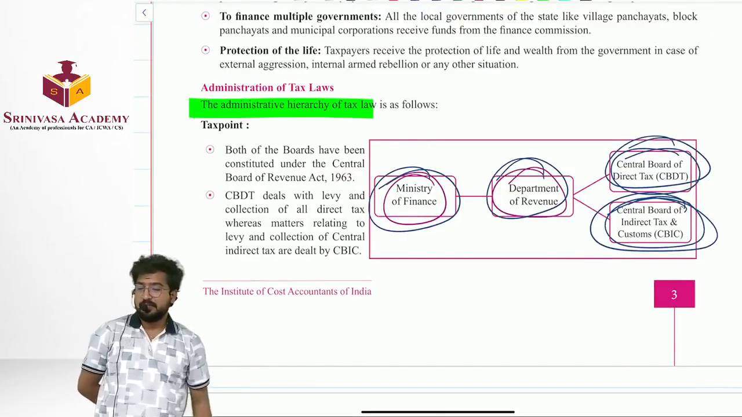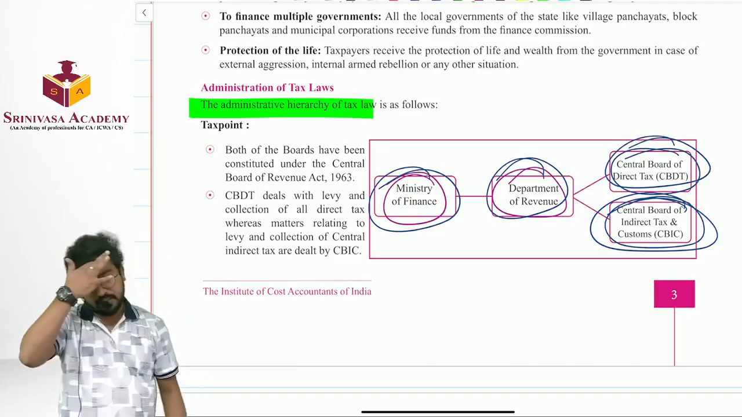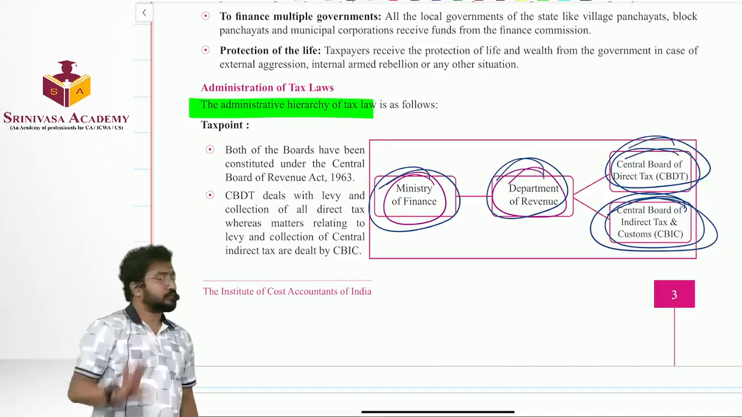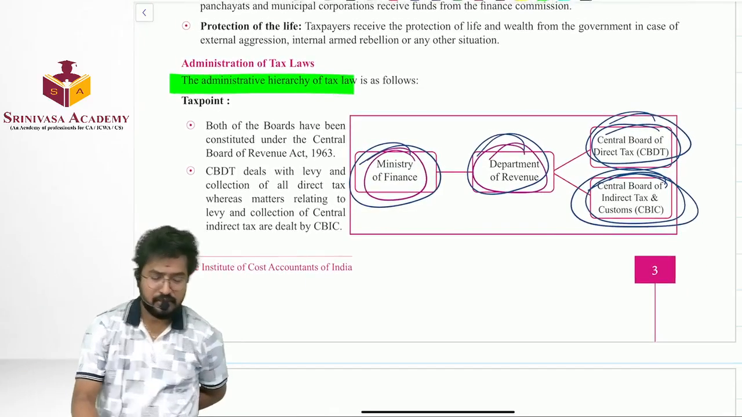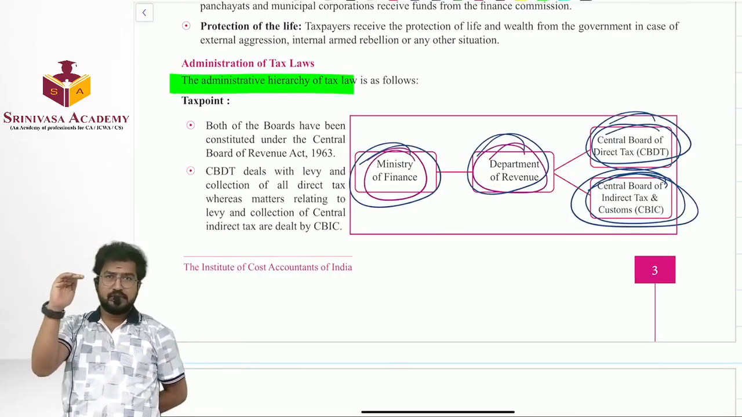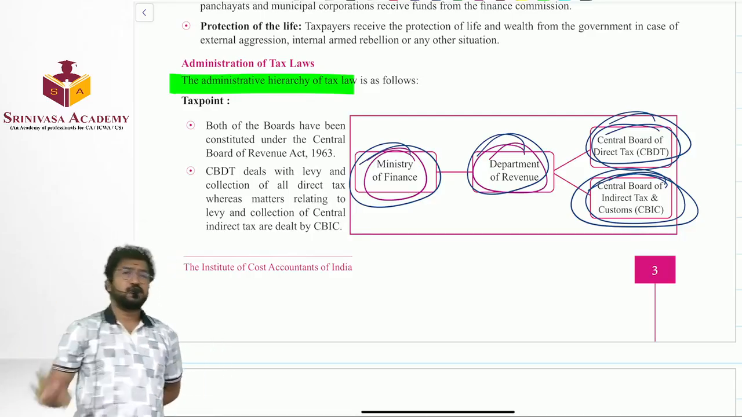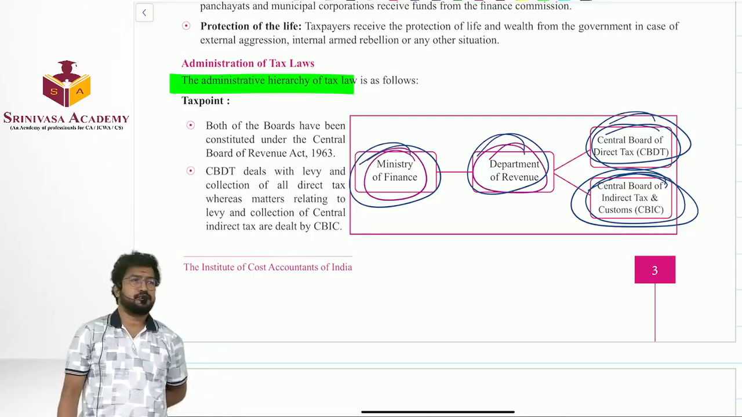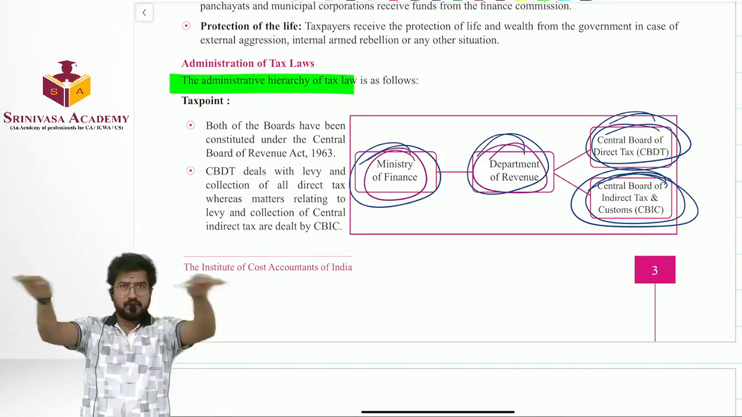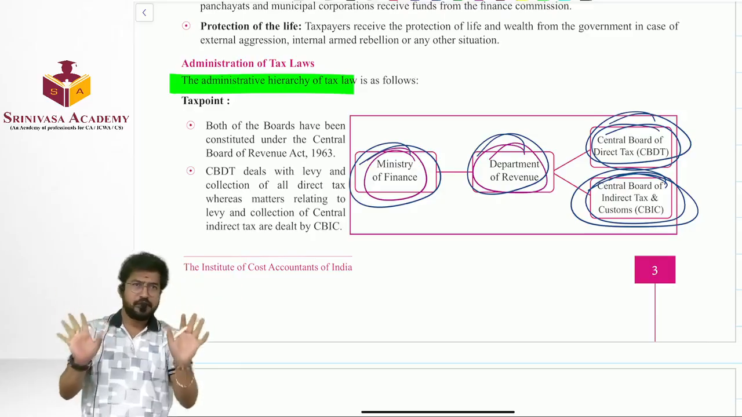Maybe basics are being tested even for MCQs also. So let us not take any chance here. Shall we continue? Right. So what is the administrative hierarchy? Number one, Ministry of Finance, Department of Revenue, CBDT and CBIC. Okay. CBDT and CBIC, which is superior? Nothing is superior. Both are at par. One fellow takes care of direct tax, the other fellow takes care of indirect tax.